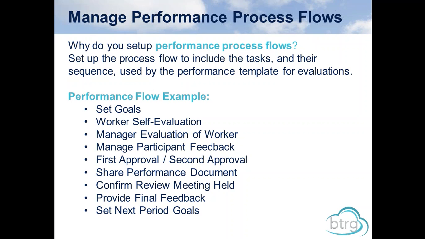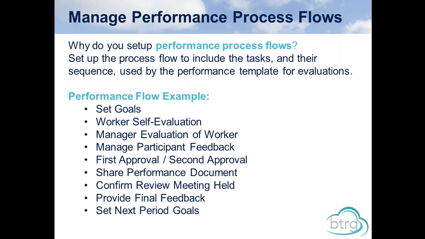So after you add the performance roles, the next step that you need to do is decide on the process flow. So this is what tasks you want to include in the evaluation and what order they're going to be done in. So here's the different options that you have when doing this. So set goals. That's where you decide which goals you want to include in the performance document, if any.